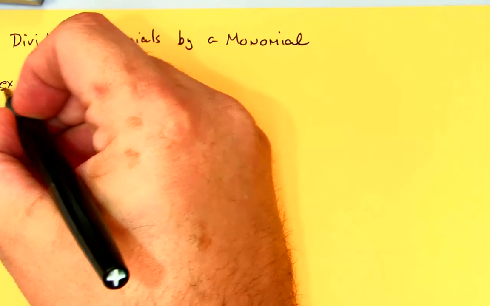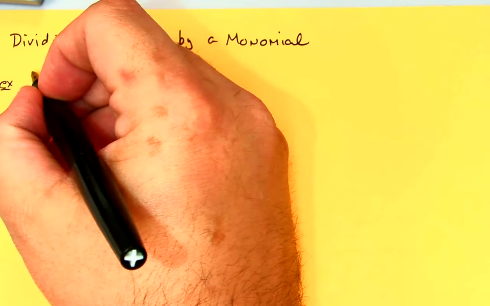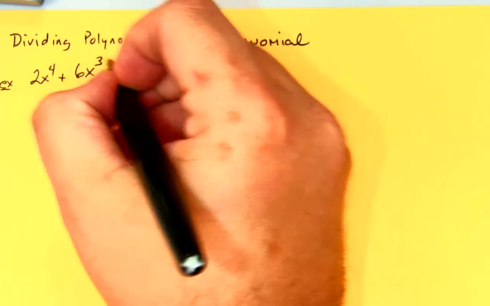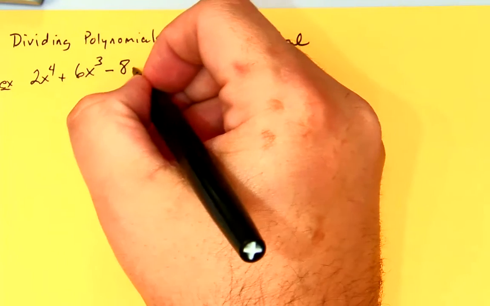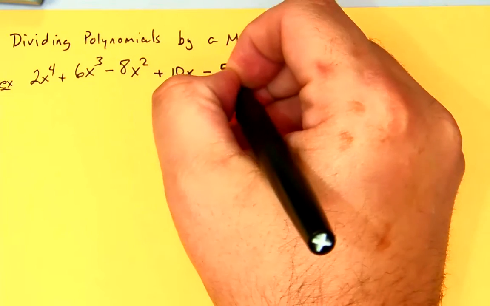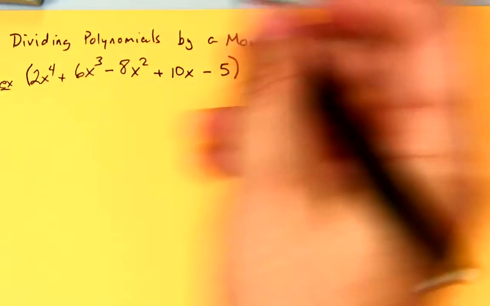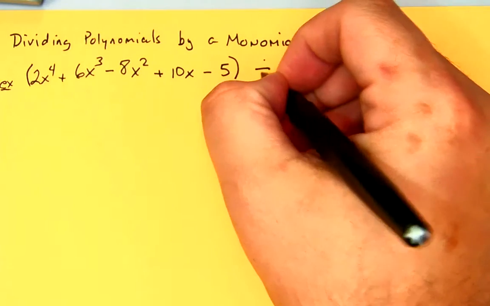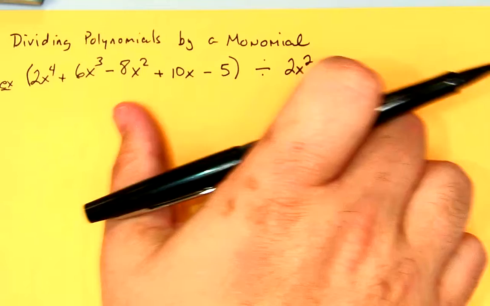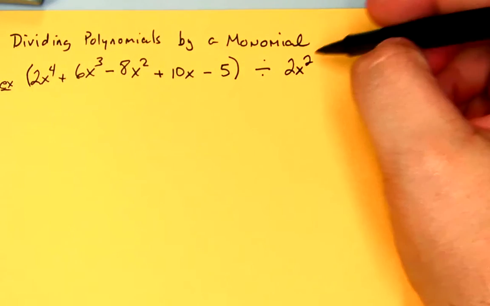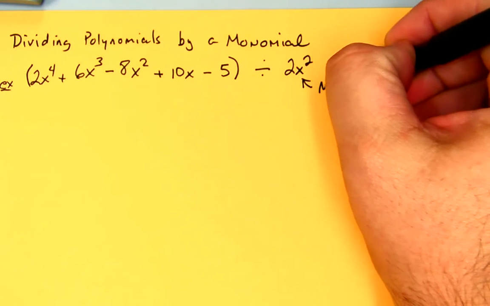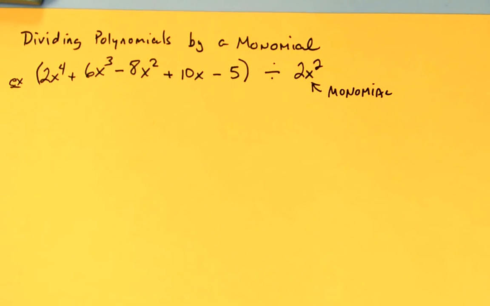Now, for example, you take, say, 2x to the fourth plus 6x cubed minus 8x squared plus 10x minus 5, and there's your polynomial function. We just didn't write it in function form. We want to divide it by 2x squared. So you have a multi-term polynomial, fourth degree, so it has 5 terms. You have your monomial here. So we're going to divide by that monomial.